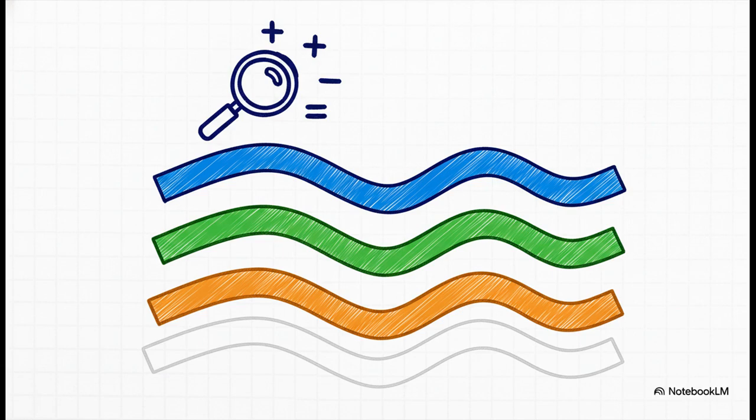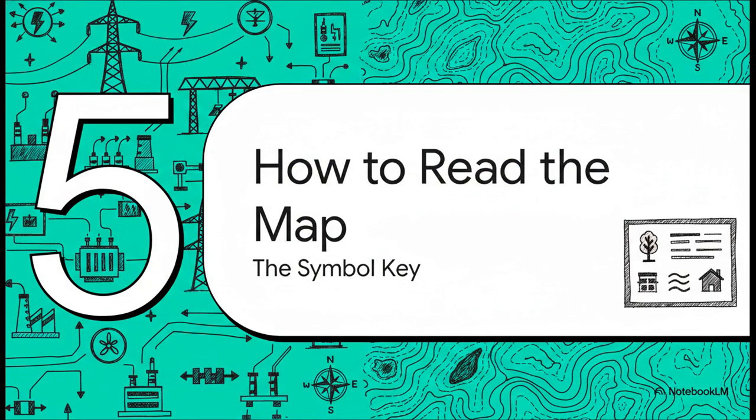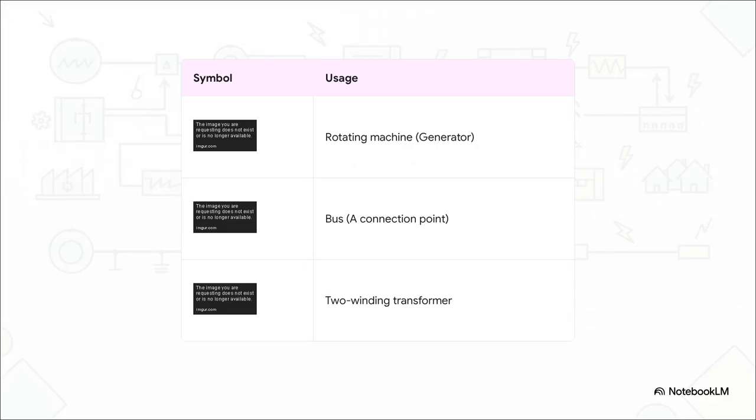How clever is that? Okay, so now that we know why it works, let's learn how to actually read this thing. Like any good map, these diagrams have a key, a set of standard symbols. Think of it like a visual alphabet for the entire power grid. Let's look at a few of the most common ones.